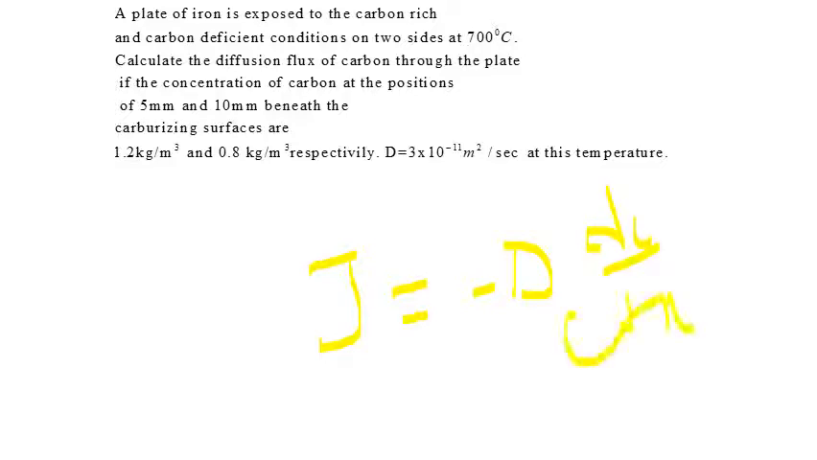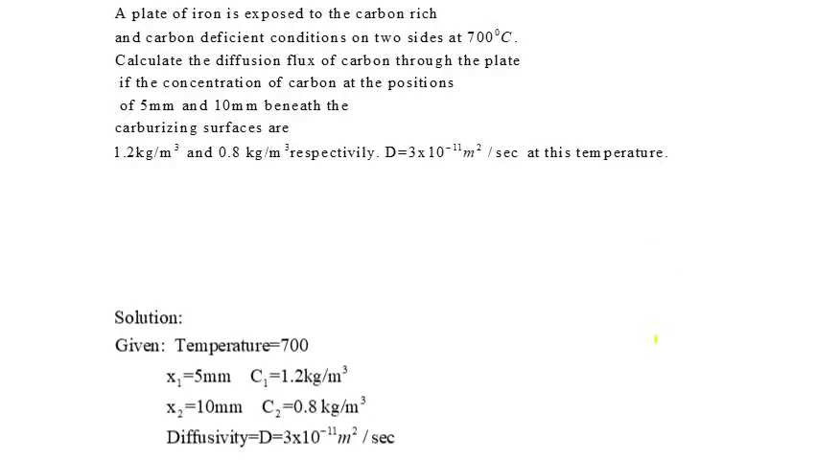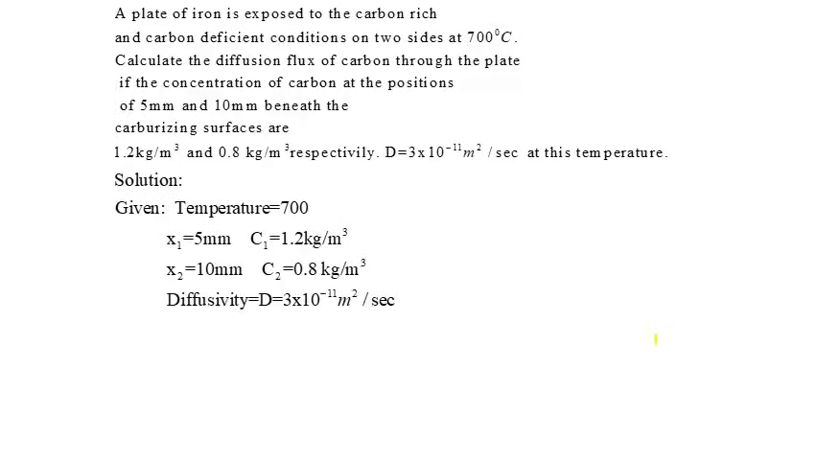So what are all the things we need? We need D, which they have given here. We need dc, that is C2 minus C1, that is 1.2 and 0.8, and dx, that is 5 and 10. They have given the concentration at two distances, and they have specified the distances also. So what they have given: X1, C1, X2, C2, and the diffusion D.